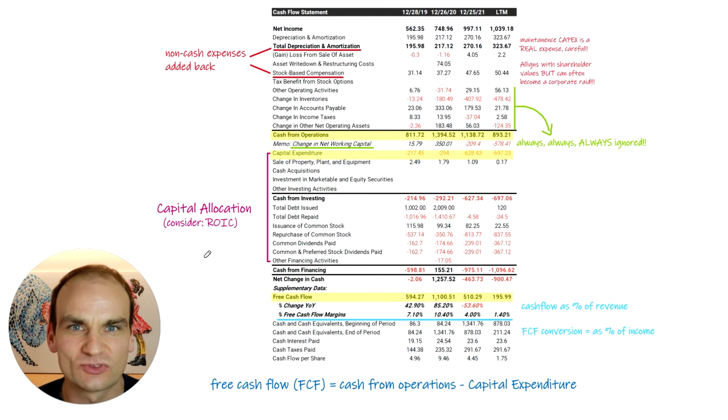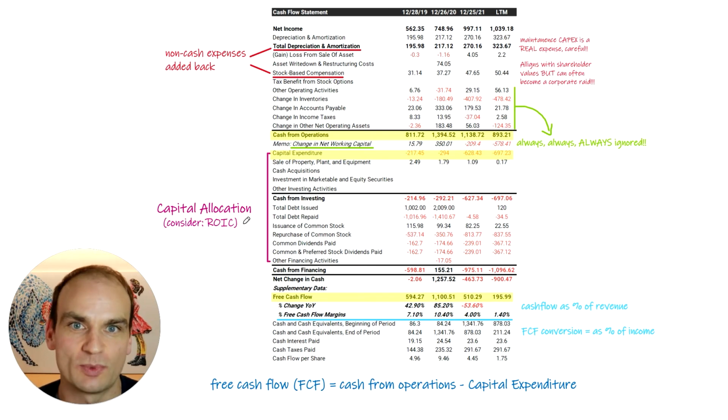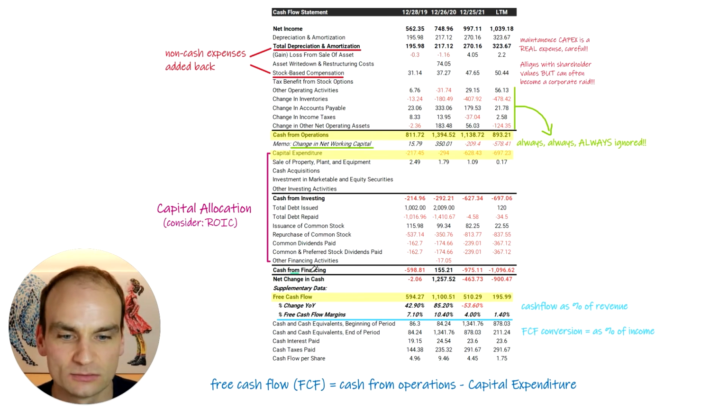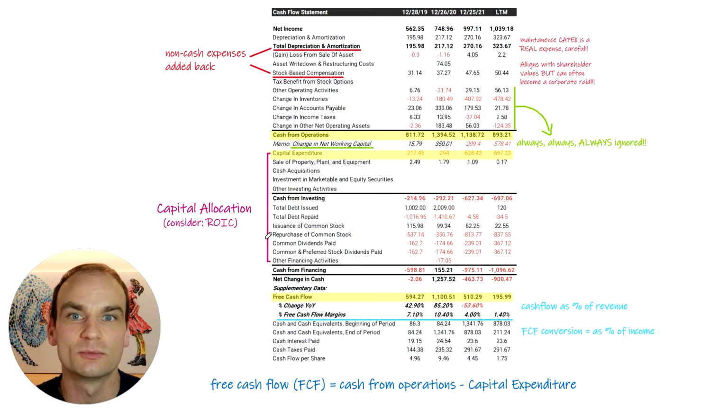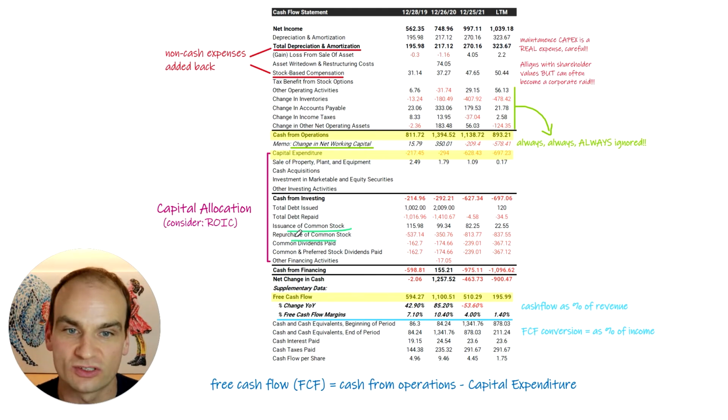In that circumstance, buying back your own stock would make an awful lot more sense, and that would actually show up in the return on invested capital. So these are the decisions that are made from a capital allocation perspective. As you can see here, under cash from financing, you've got issued stock. So how are they financing their business, or how are they paying back shareholders? If they're financing their business, they're issuing stock. If they're paying back shareholders, they're repurchasing that stock.